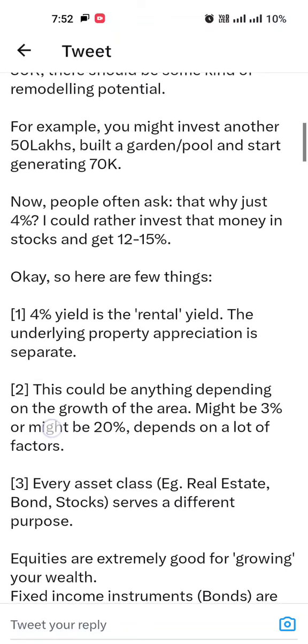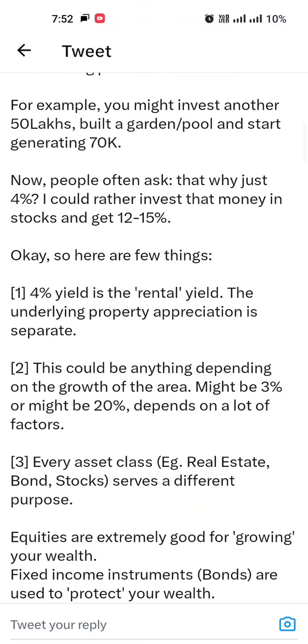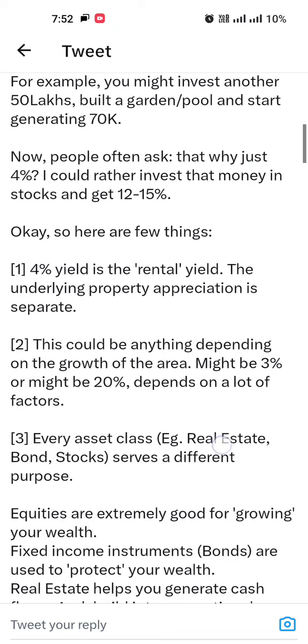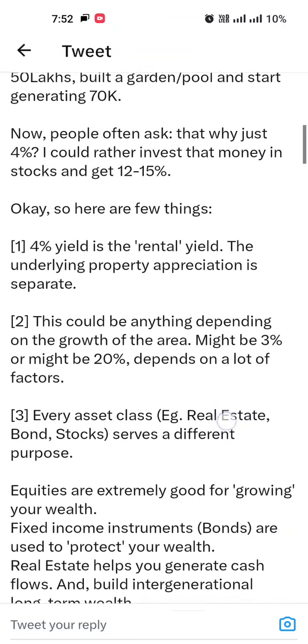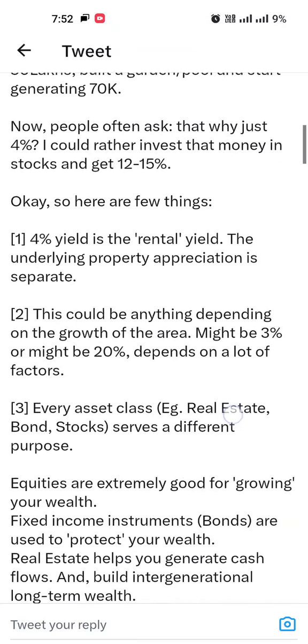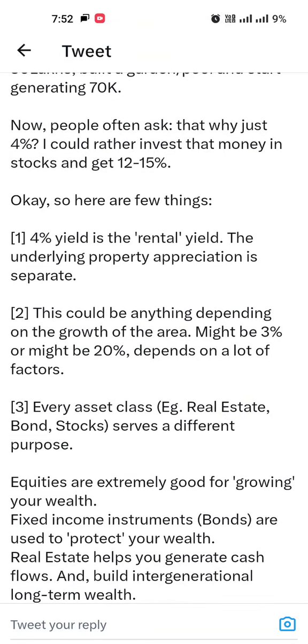Equities are extremely good for growing your wealth. Fixed income instruments, bonds, are used to protect your wealth. Real estate helps you generate cash flows and build your intergenerational long-term wealth. So are you getting my point? If you buy real estate, it doesn't mean you will sell it in the very next month or year. It's intergenerational long-term wealth, right? So if you buy a property for 1 lakh, in your next generation it can be costing around 1 crore too, right? So it depends. There is a difference in what purpose you are investing for.